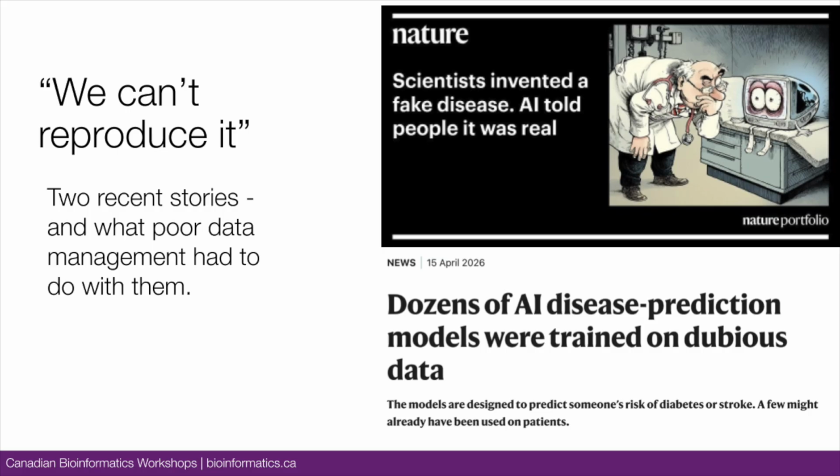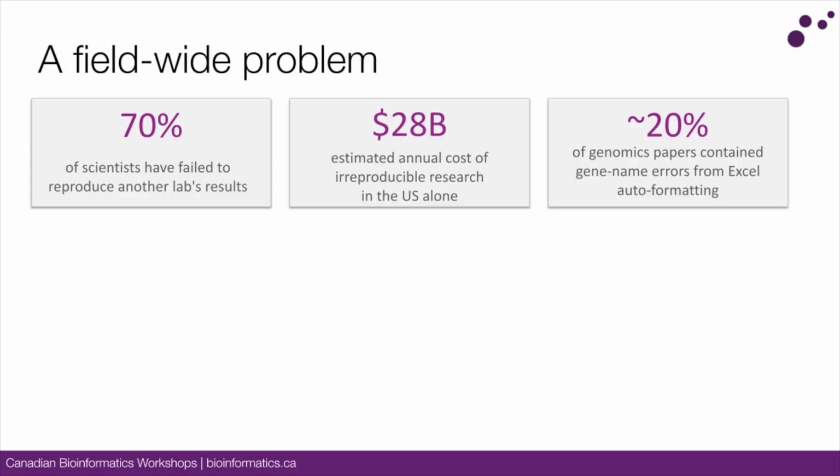You need to know where your data is coming from, how it was used, and how it's going to be used in the future by the tools that you may or will be developing. And so, as I said, these are field-wide problems. Those are just two examples.